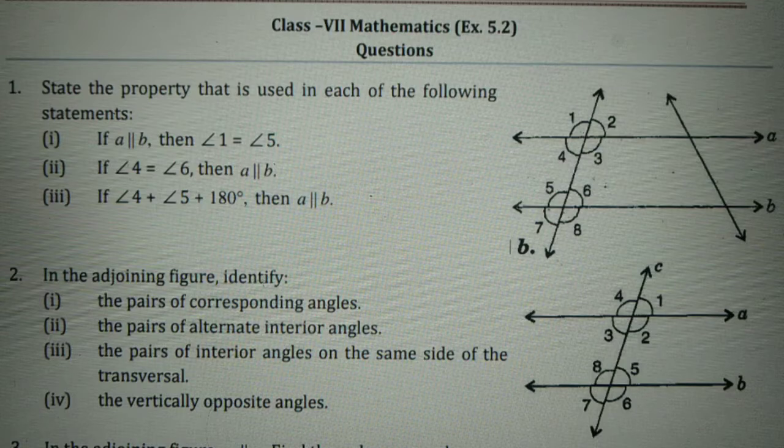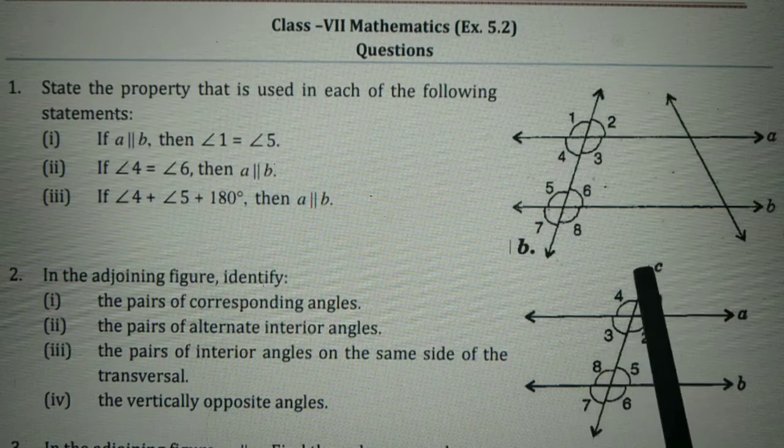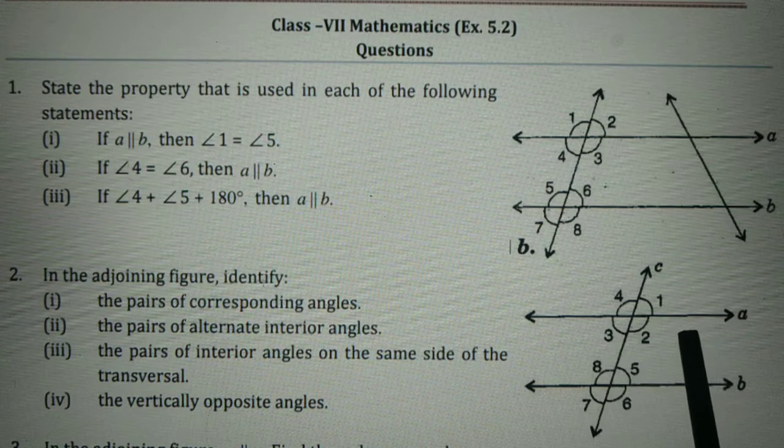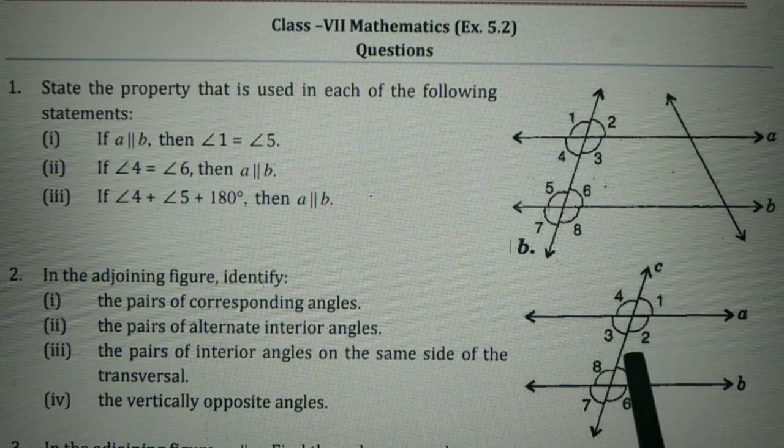The fourth part, vertically opposite angles. Now which angles are vertically opposite? When you see only this point, which is the intersection of these two lines, we can say that 3 is vertically opposite to 1, and 5 is vertically opposite to 7. 1 and 3 are vertically opposite, 4 and 2 are vertically opposite. Similarly, from this point, 5 and 7 are vertically opposite, and 6 and 8 are vertically opposite.